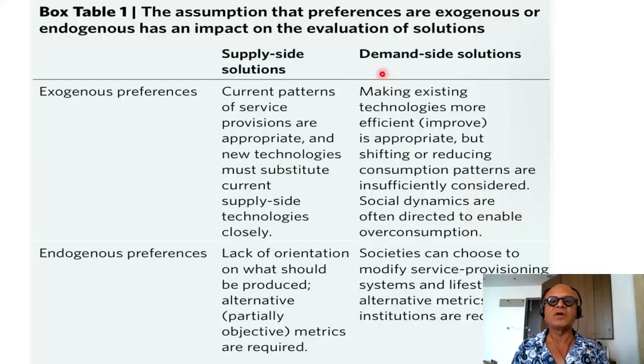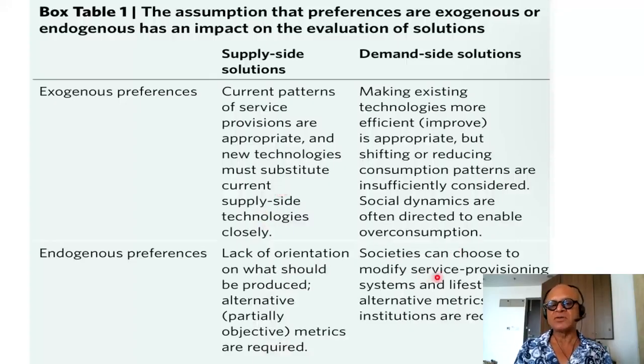Social dynamics, or how they are evaluated in terms of impacts of the solutions proposed. Social dynamics are often directed to enable consumption. So there are these external factors which tend to implicitly and explicitly play on people's consumption patterns. Under endogenous preferences, supply side solutions, lack of orientation on what should be produced, alternative or partially objective metrics are required here for evaluation of solutions.